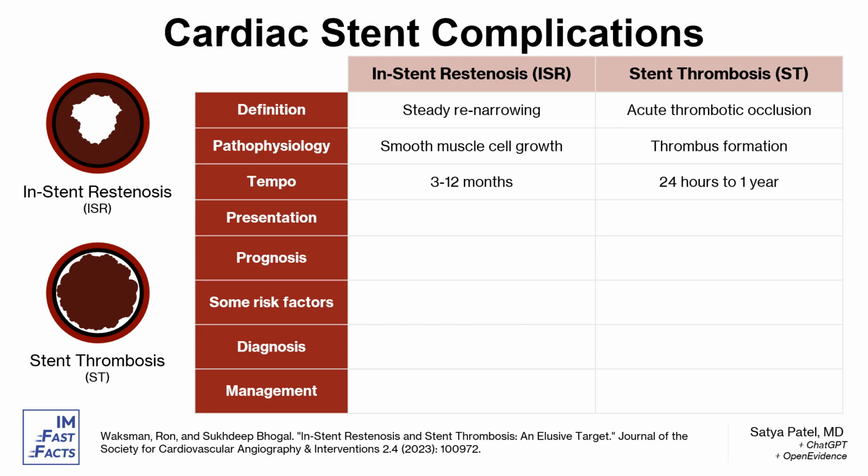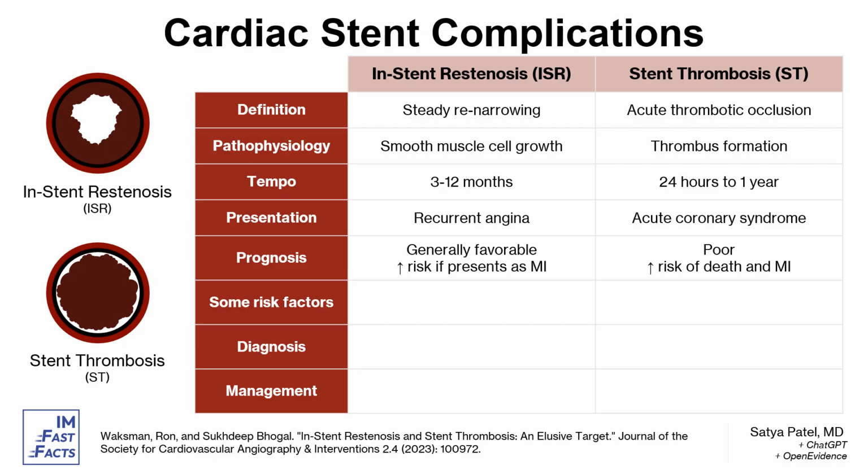3 to 12 months is typical for ISR, whereas stent thrombosis can be really early all the way to really late. So if someone presents within the first 3 months with symptoms, stent thrombosis should be higher on your differential. The presentation also can differ, where ISR looks like recurrent angina, and stent thrombosis can look like acute coronary syndrome. Again, the prognosis is generally favorable for ISR, but lower for stent thrombosis.